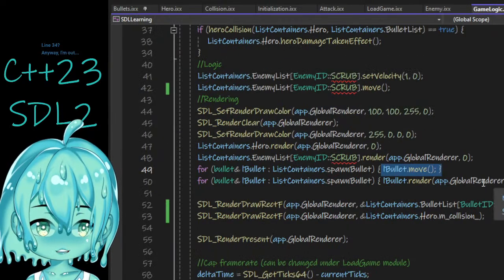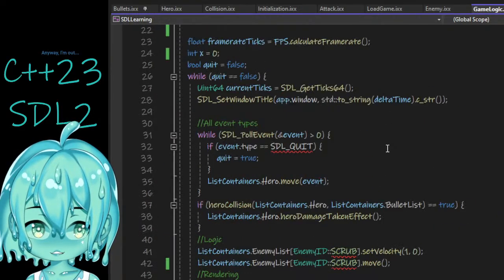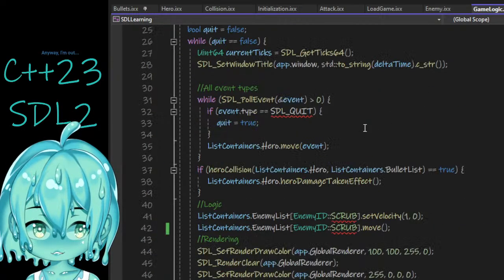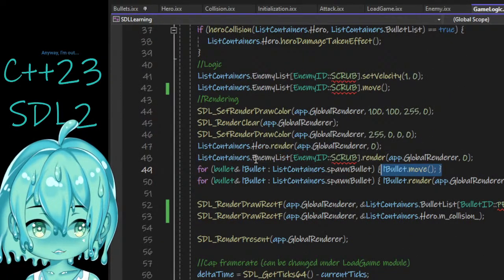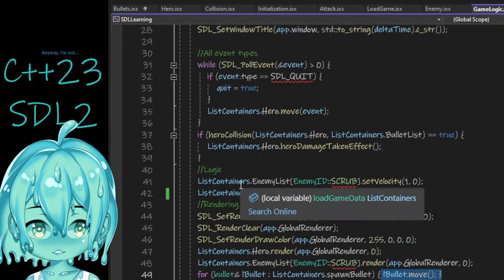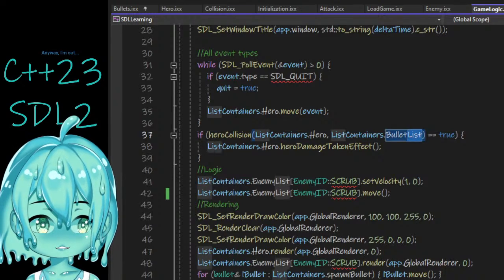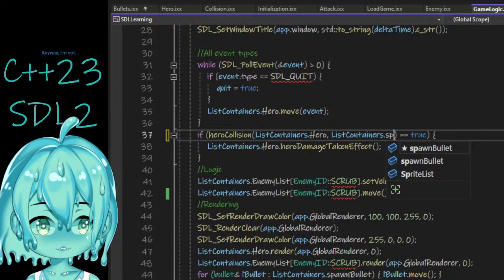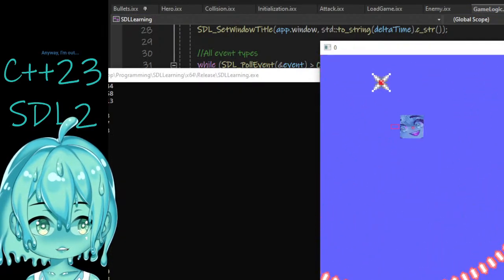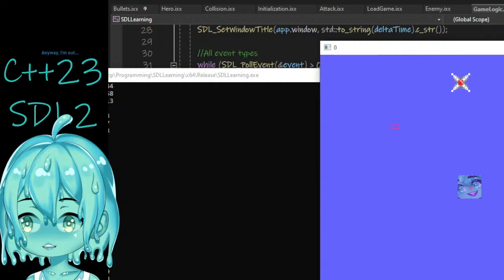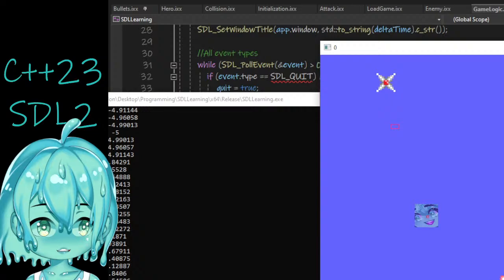Oh, so maybe under game logic, instead of calling for the collider, where is it? Where's our collider? Our collider is render clear, render present, get ticks, hero collision, this. So now instead of bullet list, we call spawn bullet. So now that is what we check collision with. Oh, and it worked. Oh, it worked. Okay, okay. Now we're cooking with fire.